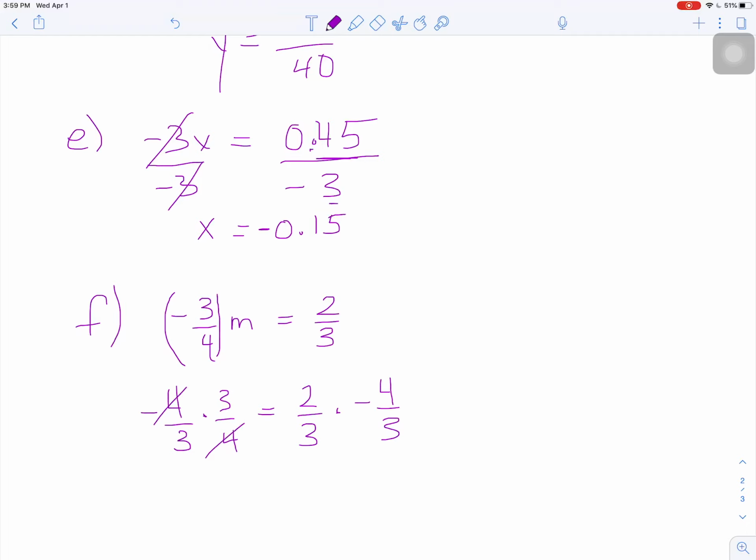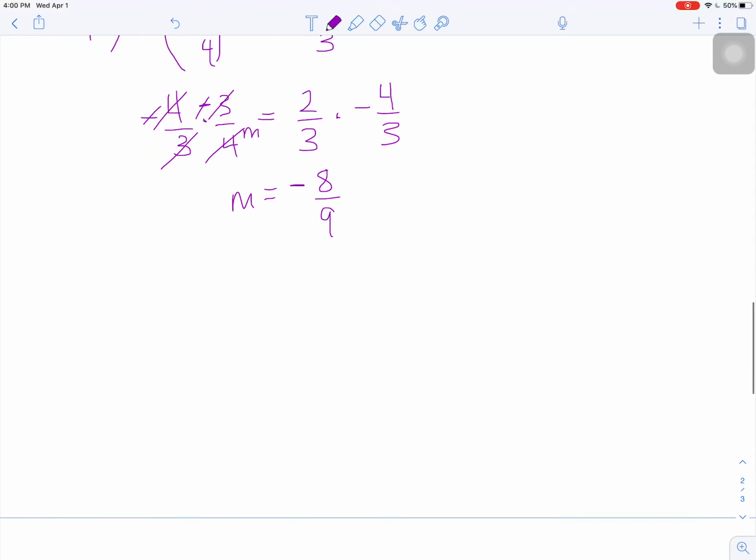So these, you can see, they will cancel each other out. Oh, sorry, we had 2 negatives. Our negatives will cancel each other out as well. Then we're just left with m there. m will equal 2 times 4 is 8, and 3 times 3 is 9. So we're going to have a negative 8/9. Make sense? Then we're going to move on to G. Hopefully that makes sense for you as well.